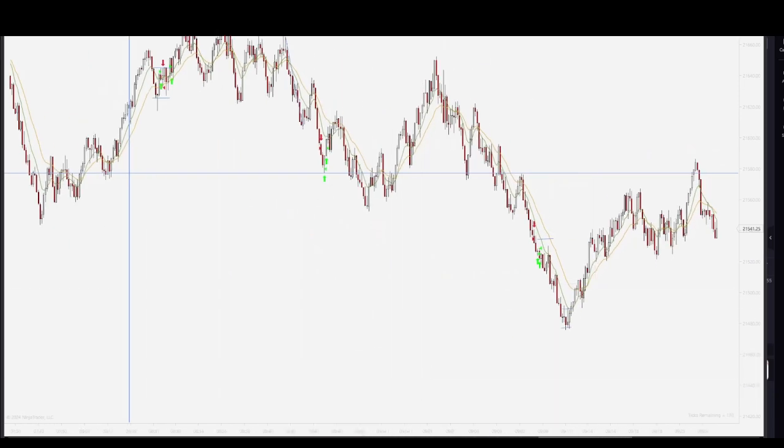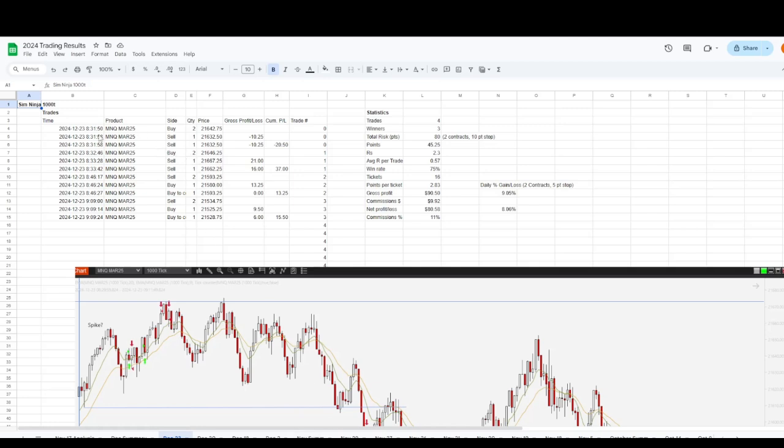My trade results are here. This is the time of the trade, the product, the side, buy or sell, the quantity, and the price. So my first trade of the day was the one I was stopped out on. I bought 2 contracts at 42, and this is my stop on both of my contracts at 32.5, 32.5. So a loss on the first contract and second contract of 10.25 points for a total of 20.5.